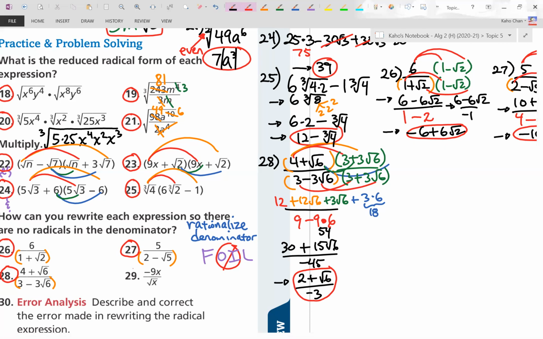Number 29, let's get going. Wow, we're still on the second section. There are 6 sections, oh my gosh. This is crazy. All right, number 29 is a little easier.